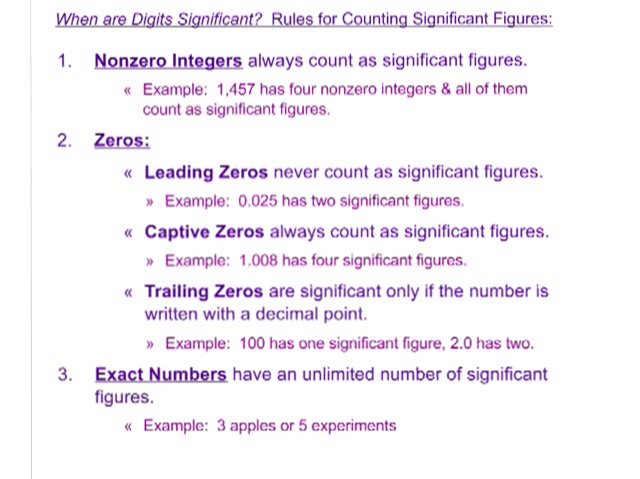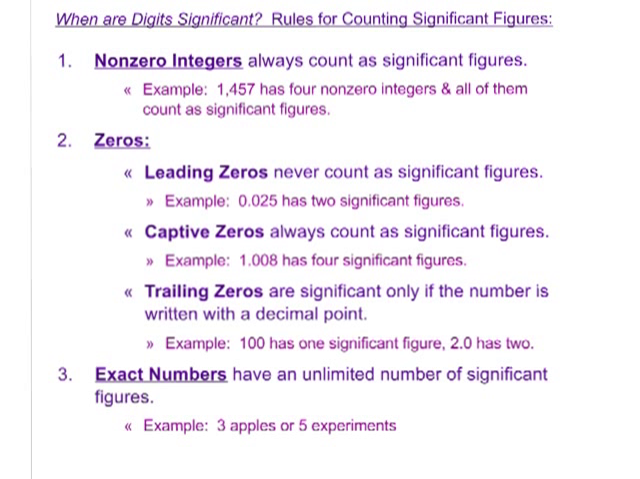What about trailing zeros? Trailing zeros are significant only if the number is written with a decimal point. So here's an example. This number is not written with a decimal point, so those zeros are not significant. 100 has 1 significant figure. But look, this number is written with a decimal point, 2.0. Therefore, the trailing zeros will be counted. 2.0 has 2 significant figures.